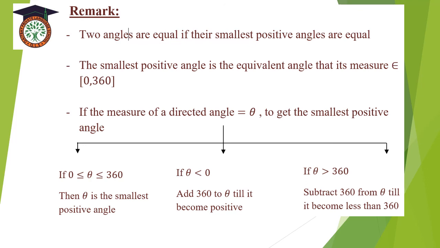Remark: two angles are equal if their smallest positive angles are equal. The smallest positive angle is the equivalent angle whose measure belongs to 0 and 360. If the measure of the directed angle equals theta, to get the smallest positive angle: if theta is between 0 and 360, then theta is the smallest positive angle. If theta is smaller than 0, add 360 to theta till it becomes positive. If theta is bigger than 360, subtract 360 from theta till it becomes less than 360.